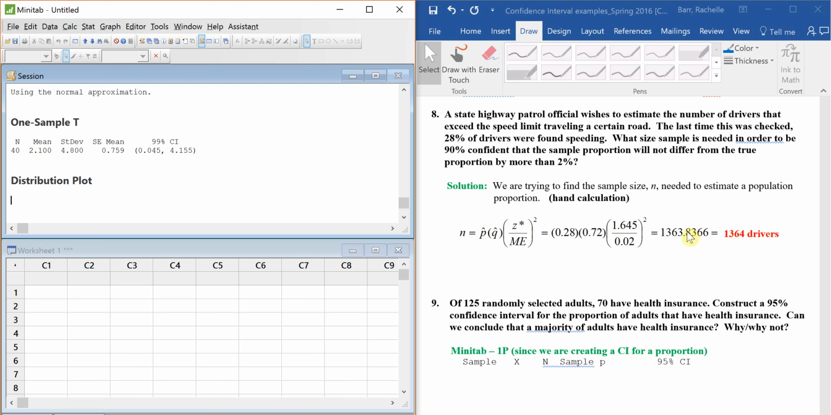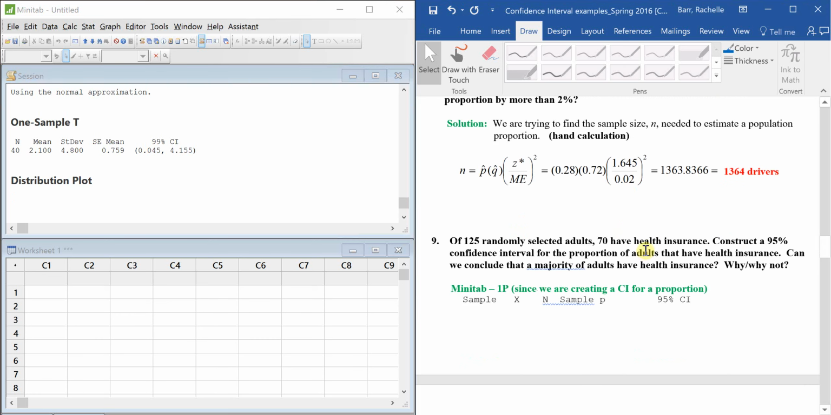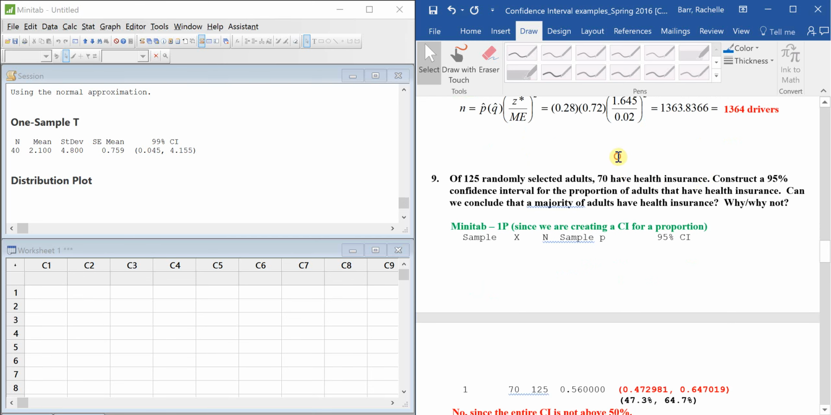All right. And then we'll round this up to the 1364. Remember, always round this up. Always. Regardless of what you might be thinking. It's not the 8 that's causing that, just the fact there's something there. You're going to round it up. Okay.